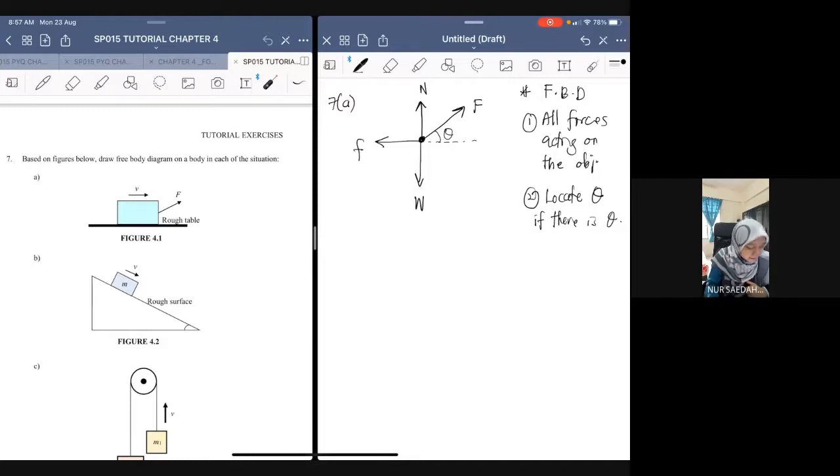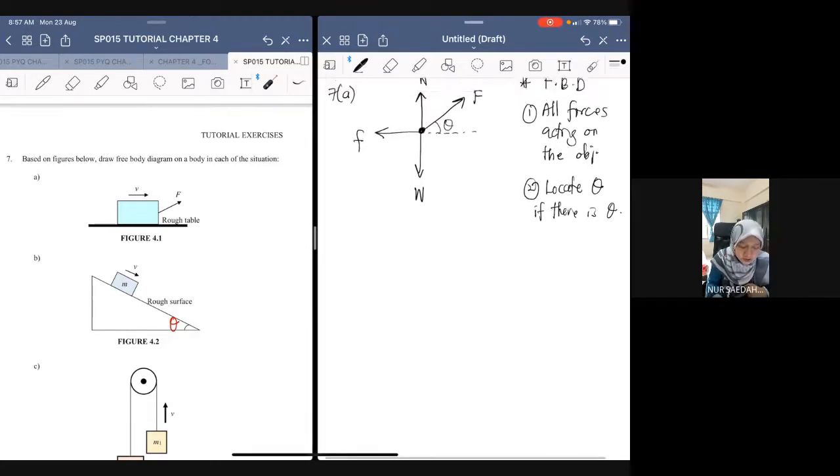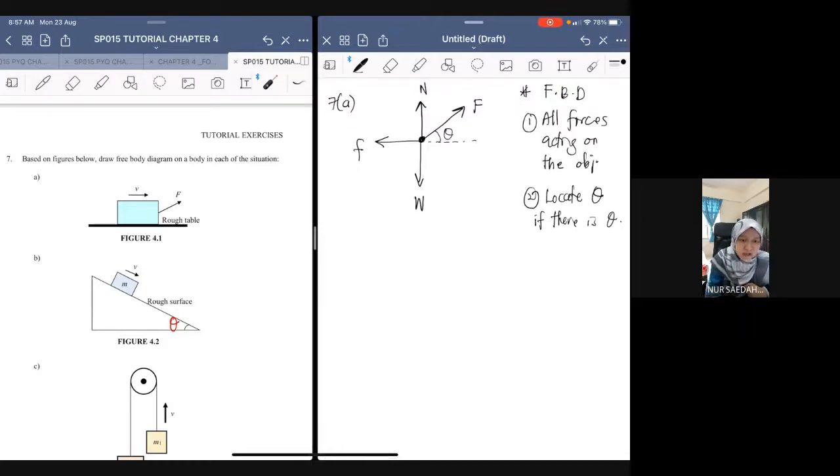Okay. So contohnya inclined plane kita ni, dia ada angle dekat sini. Tambahkan angle dekat situ. So ni angle dekat inclined plane. Dekat free body diagram, di mana angle kita ini. Okay, so locate the angle. Sebab kenapa kena locate? Sebab nanti kena resolve. Okay, so kita perlu letak di mana lokasi angle kita.